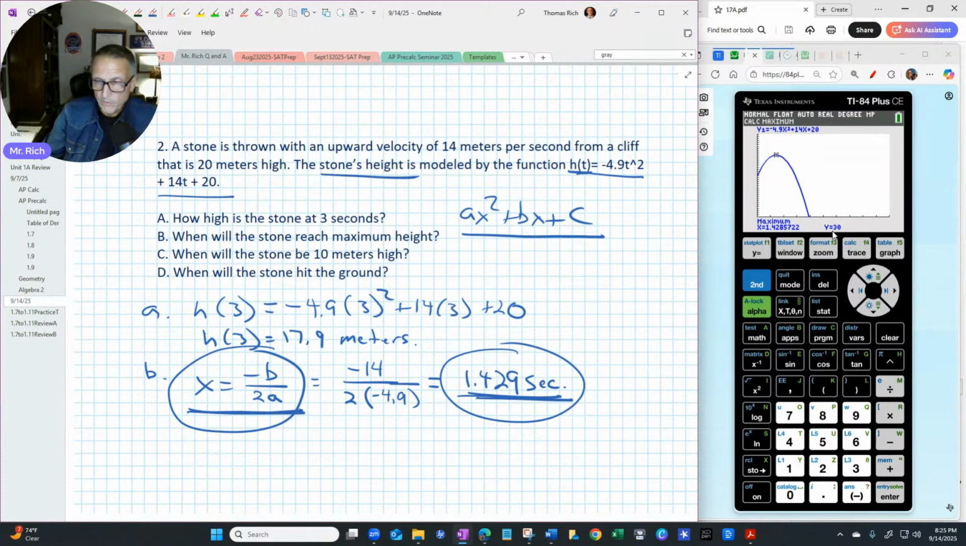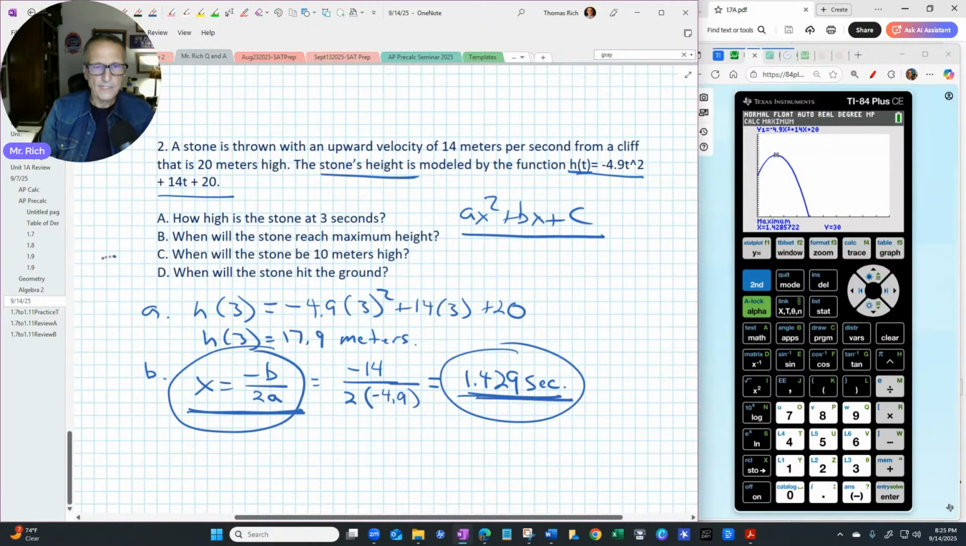Now, what this also tells me is that the maximum height of the stone, you can see it right here, is y equals 30. It didn't ask me for that, but they could have asked what is the maximum height, and that's the y coordinate when t reaches 1.429 seconds. All right, so let's move on. When will the stone be 10 meters high? That means I'm supposed to set h of t equal to 10, and then solve this equation for t.